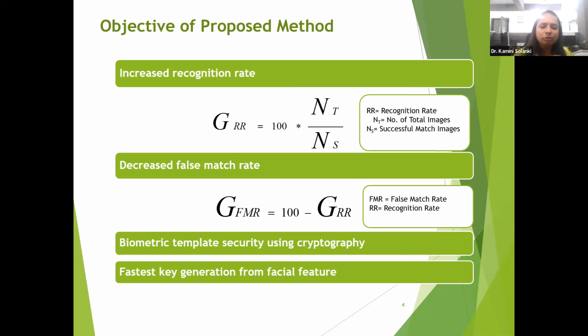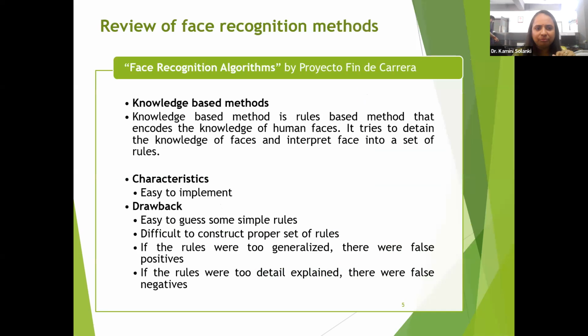Then we can store our images in the database also. For biometric template security, we use cryptography and key generation. You can generate the key from the face also. So what happens generally is that it detects the object as a face, then identifies the features from that face, and then you can compare those features with the database images. And you can generate the key also for security purposes.